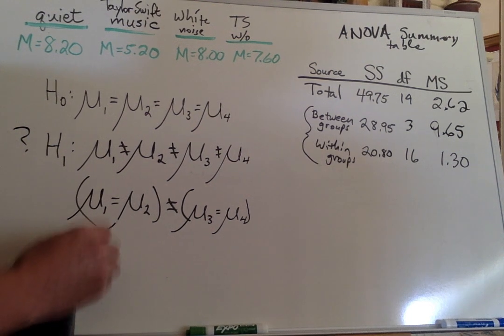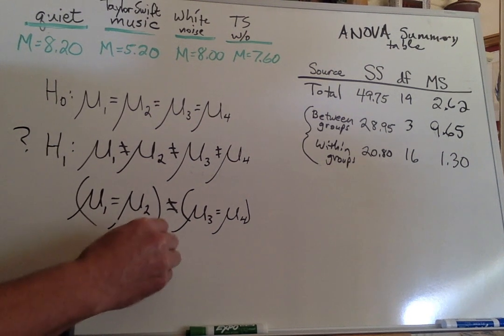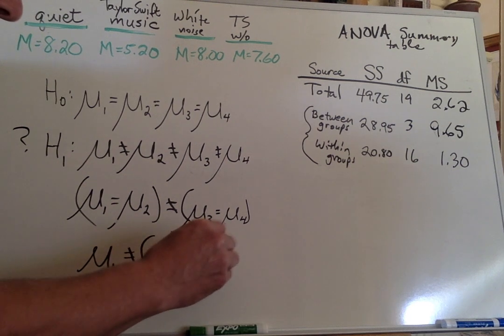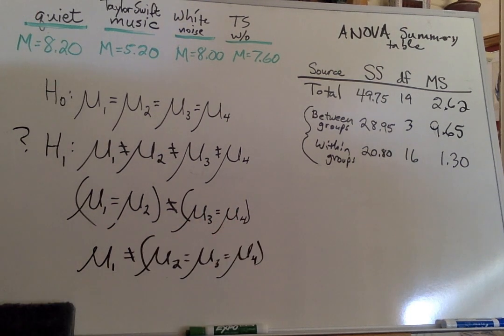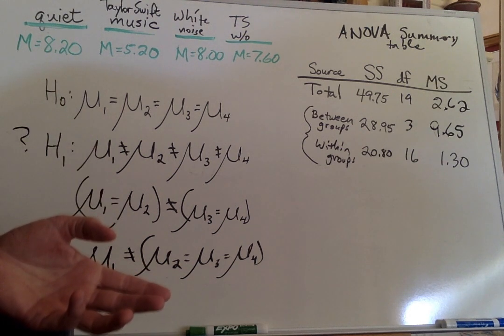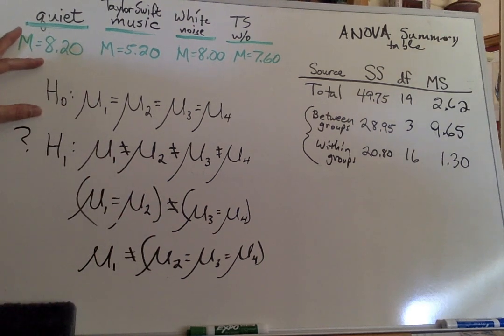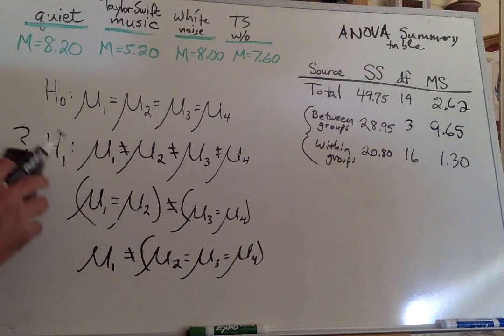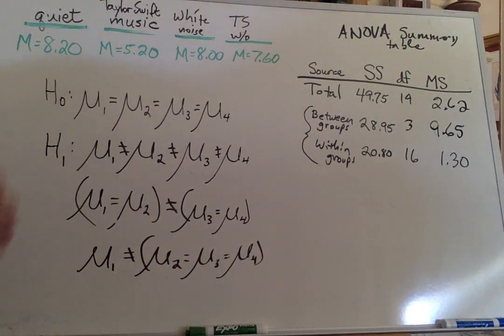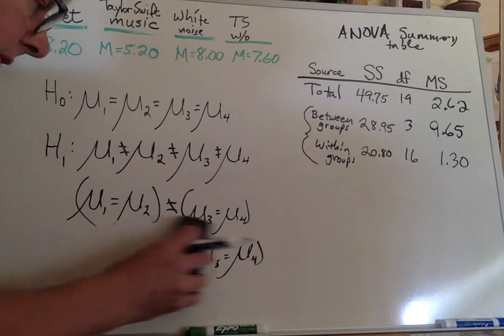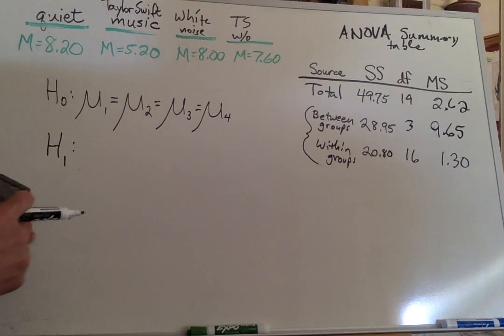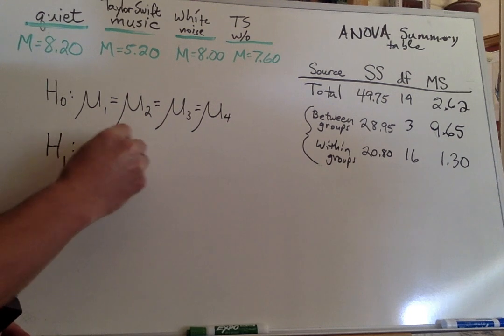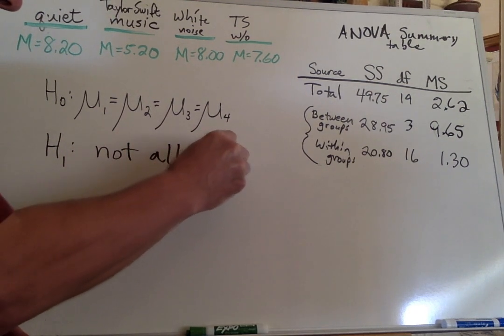We could have a situation where group 1 is unequal to the others, but they are all equal to themselves. Okay? And there are a bunch of other alternatives. So we don't have a simple null hypothesis and then one alternative. We have a null, but we have a bunch of alternative hypotheses. So we're gonna sort of get a little cheesy here, and we're gonna say this. Not all of the mu's are equal.